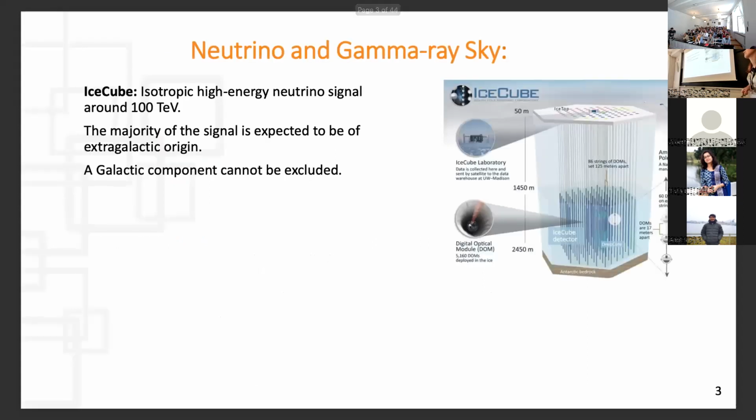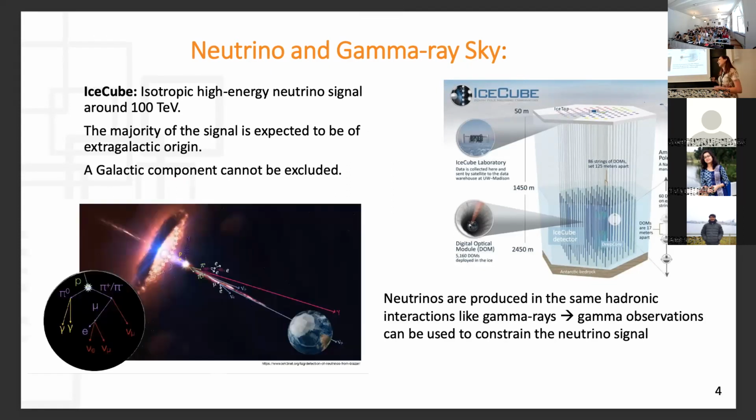So let's start. You have already seen this today in the lecture and in the other talks. As you know, IceCube is detecting a very high energy neutrino signal around 100 TeV, and the majority of this signal is expected to be of extragalactic origin. Although high energy neutrinos are also produced inside our galaxy, so a galactic component cannot be excluded. Now the interesting thing about neutrinos is that they are produced in the same hadronic mechanism in which gamma rays are also produced.